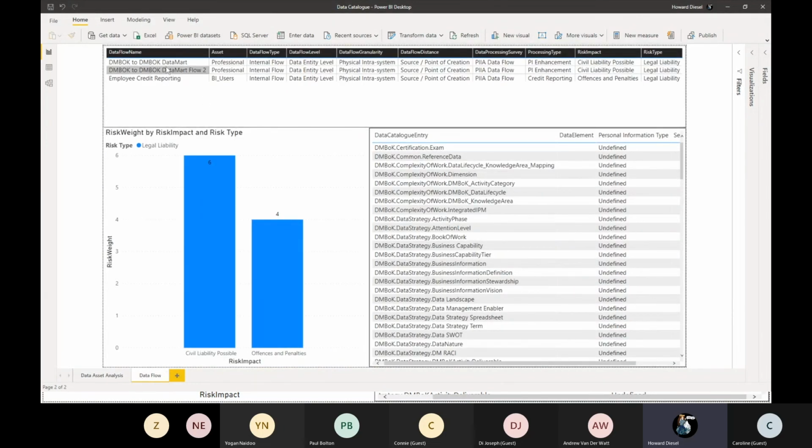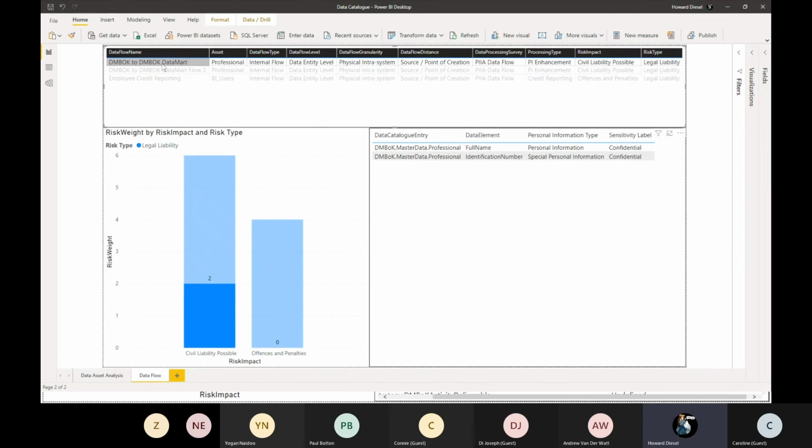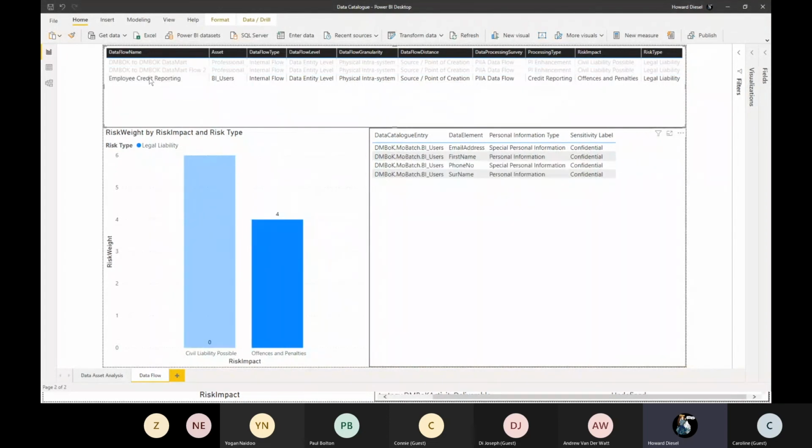Okay, then when I come into my data flows, I can click on a data flow, and this is almost an ETL where I'm going from my DMBOK database into a data mart, and I can see that I'm moving data professional information, and I've got a civil liability possibility sitting over here in terms of my risk impact, and then there's my risk weighting that I've got on the side there. And of course, I can then go and analyze the different flows. And the next step that I'd like to build is a heat map where I can show all of these different data elements and information around it.